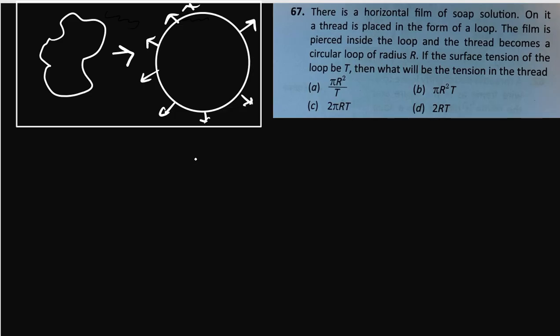Now the question is asking what will be the tension when it is stretched. Here this thread is not stretched, but here it is stretched. So at any point, what is the tension in the thread? It means with what force the thread at this point is being pulled in this direction and this direction. We all know force always exists in pairs. So that is the tension they are asking about. Suppose the value of tension is T.